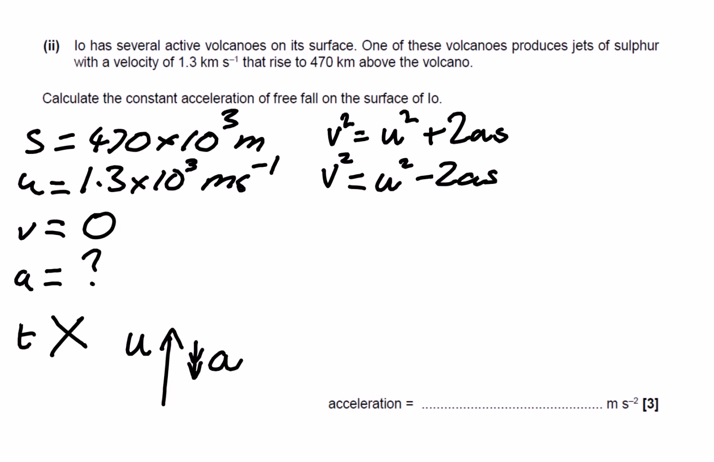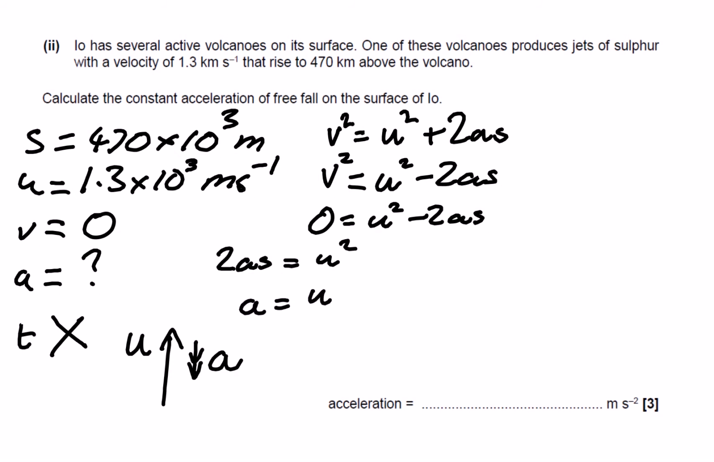We know that v is 0, so v squared is 0, so 0 equals u squared minus 2as, and I can write that out to give me 2as equals u squared. Therefore the acceleration will equal u squared over 2s.